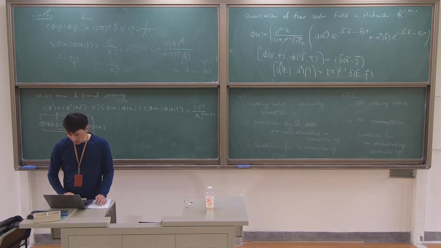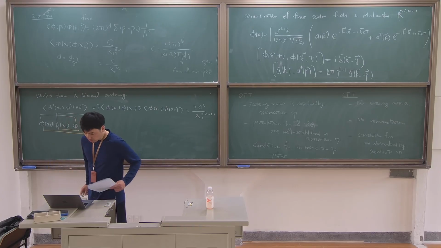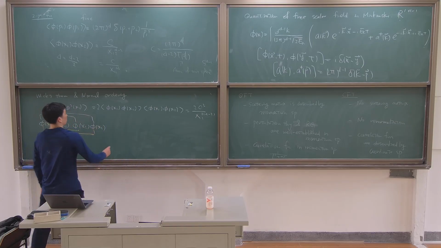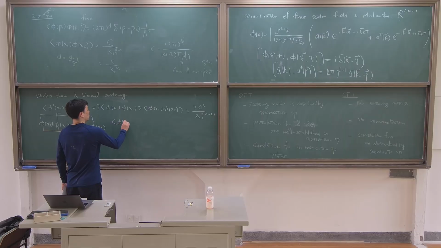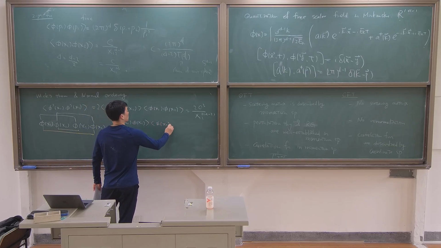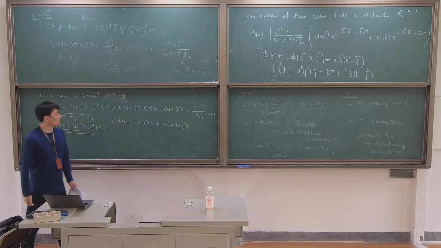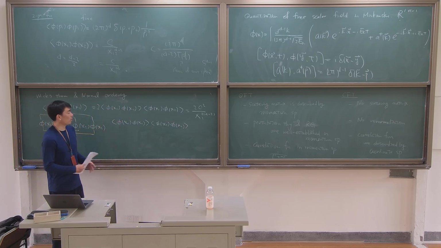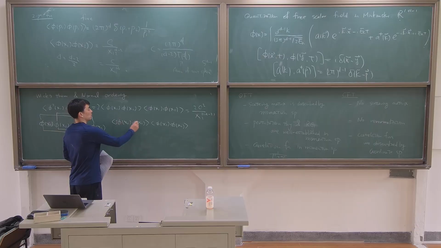And then there is some mistake in the lecture notes. Of course, we cannot have this. We cannot take this contraction, phi x1 with phi x1, because it is normal ordered. Here normal ordering is assumed.